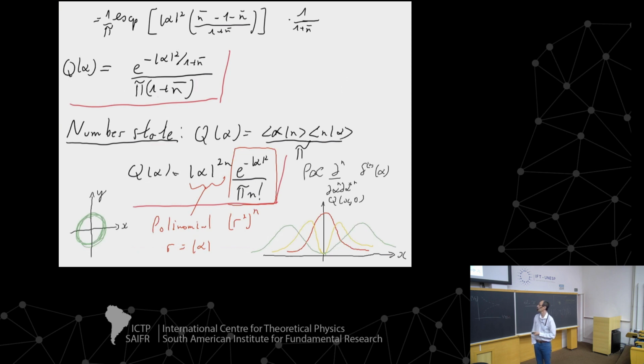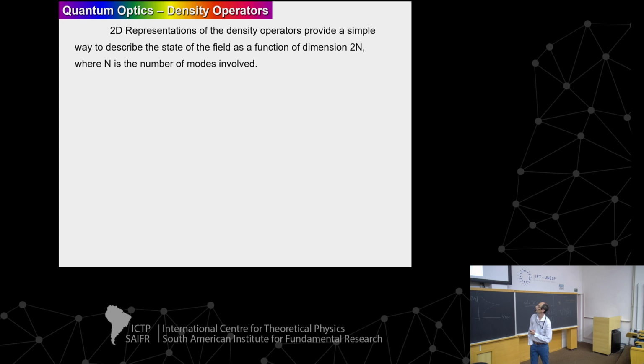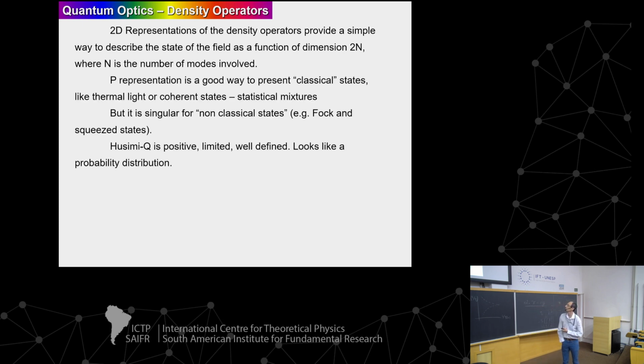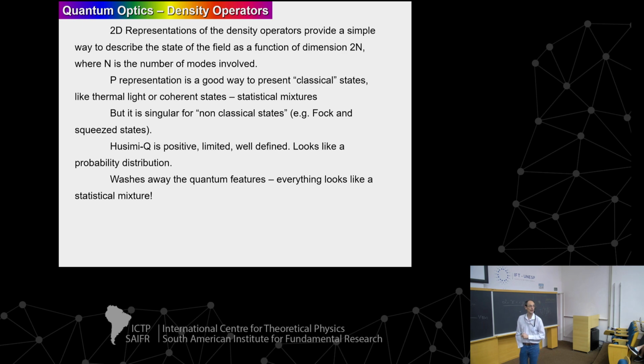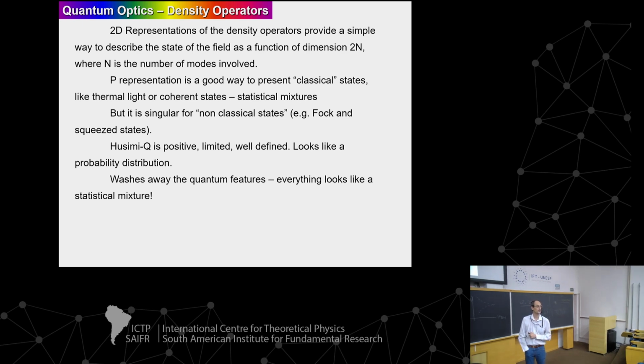Let's go another step further and compare these two and the gains and problems of each one. P is too singular. It's good for classical states, but scrappy for non-classical states. I've shown you the Fock, but squeezed states can be as bad as these Fock states, involving derivatives of delta functions. If Q is positive, it looks like a probability distribution, but everything will look like a statistical mixture. You don't see a clear frontier.